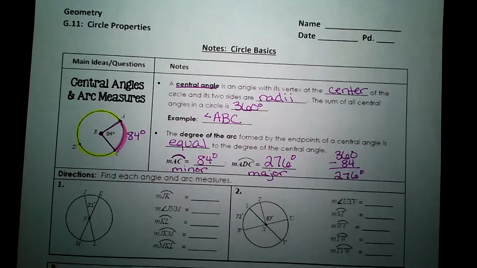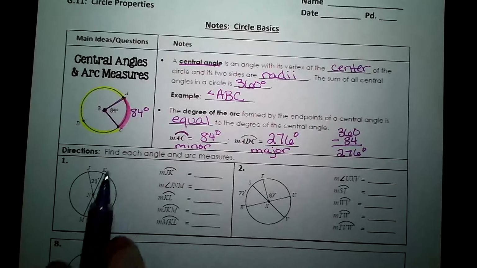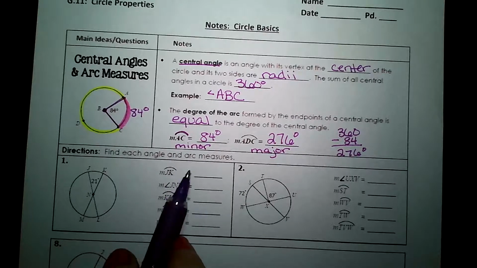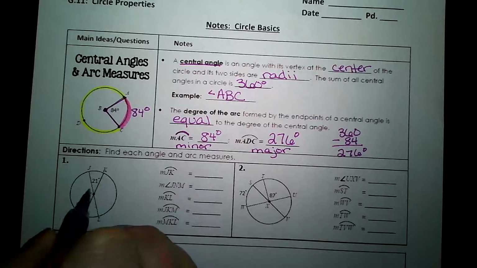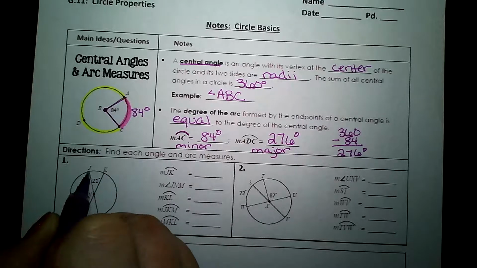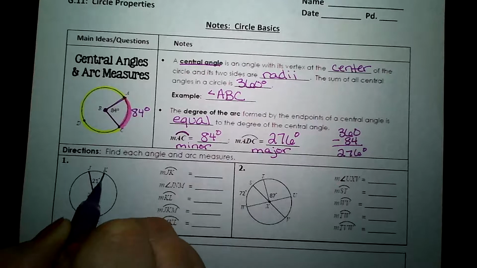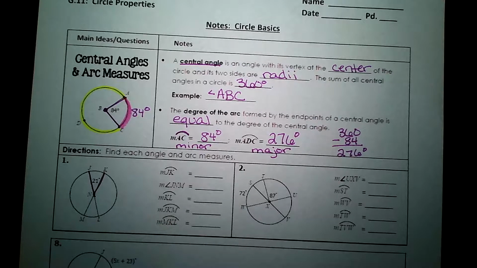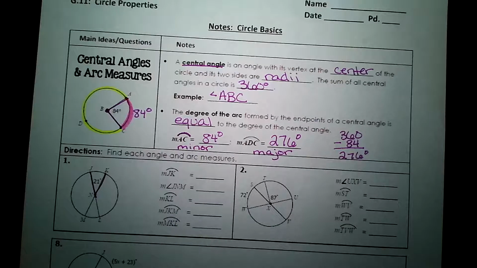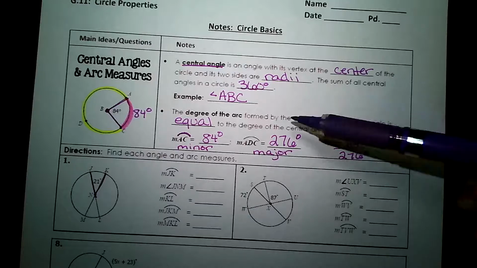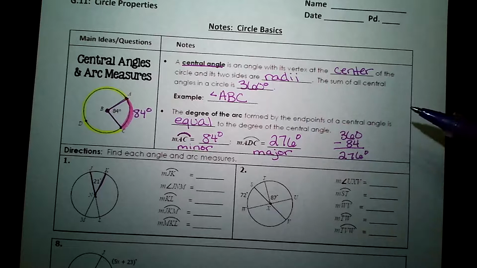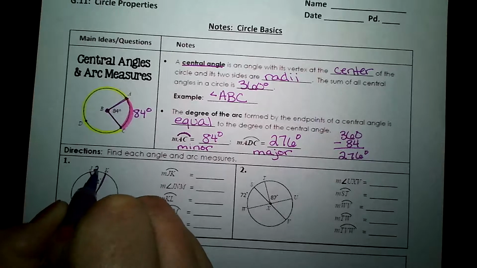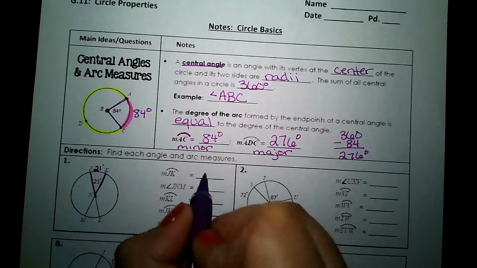Let's do some practice problems. Directions say, find each angle and arc measure. So the only angle we're given in the entire picture is here, angle JNK. Angle JNK is 21 degrees. With our definition of central angle, that means that the arc that corresponds with it is also 21 degrees. So arc JK is also 21 degrees.